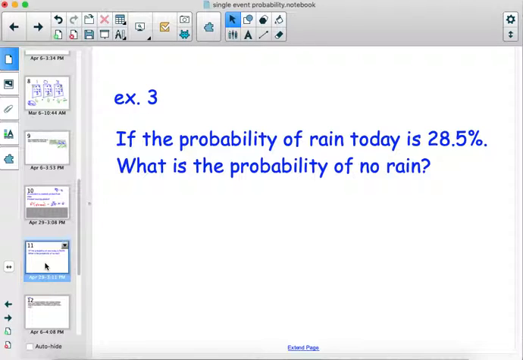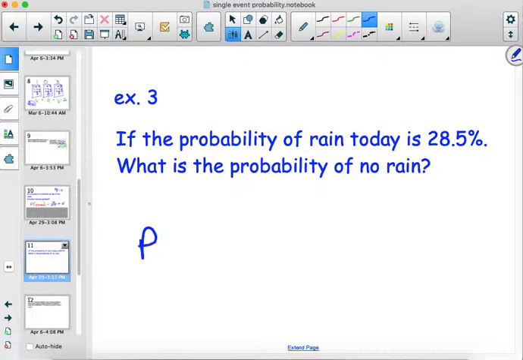Do this one on your own. I want you to write probability of no rain.